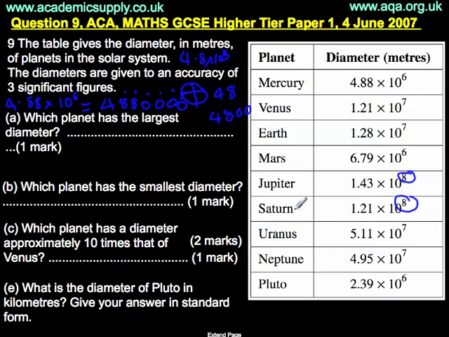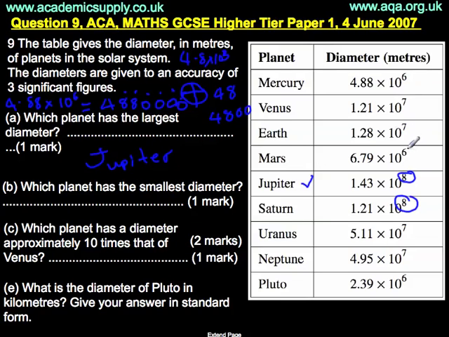And we know that 1.21, 1.4, so they're the same here, 1 and 1, but 2 and 4, well, 4 is bigger than 2, so this number's bigger. So the answer is Jupiter. And that's 1 mark. Which planet has the smallest diameter?